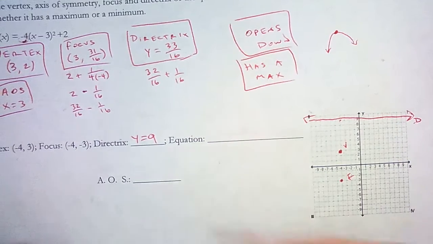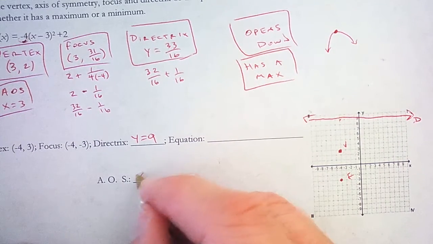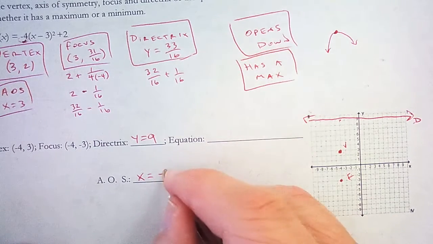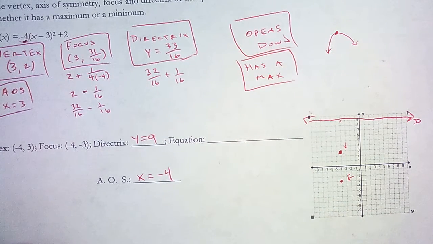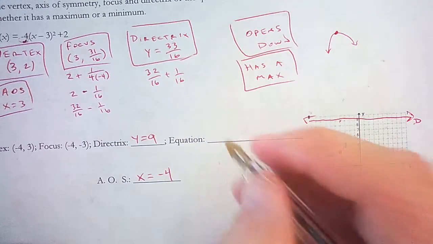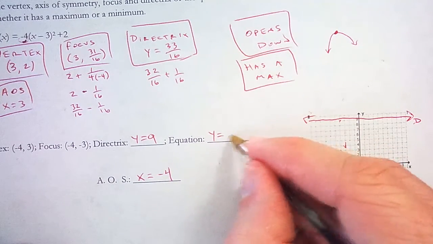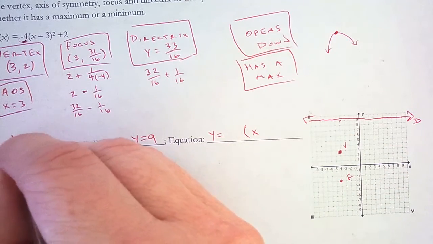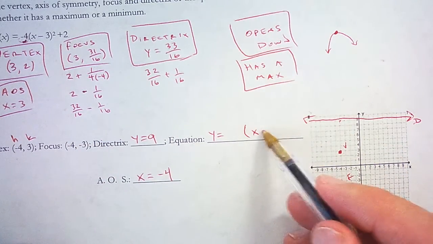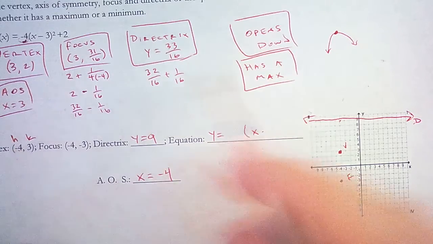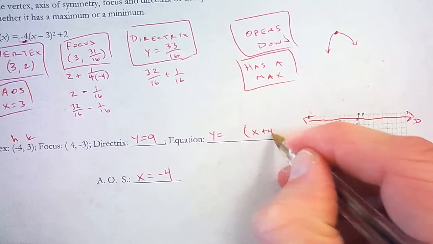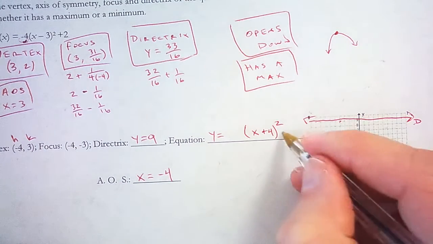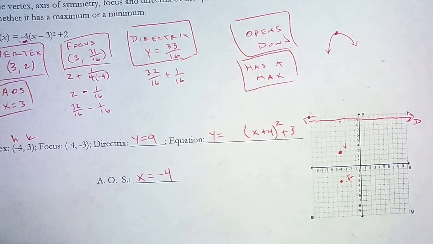The axis of symmetry is a vertical line, x equals, and it's going to have the same x value as the vertex and the focus, x equals -4. Then the equation y equals, we'll leave a space for a, x, then minus h, so here's h and k, so I need the opposite of h. H is -4, so the opposite of h is +4, squared, and then plus k, so that's plus 3.